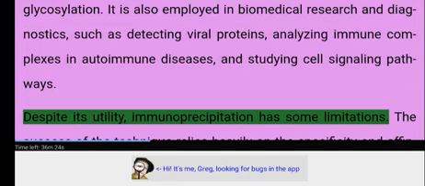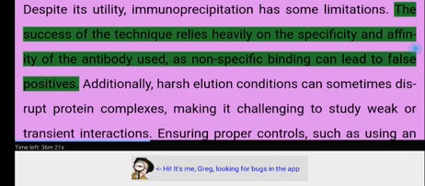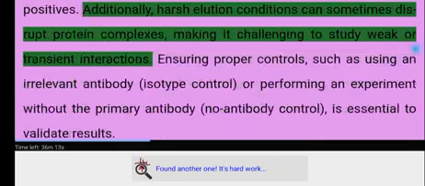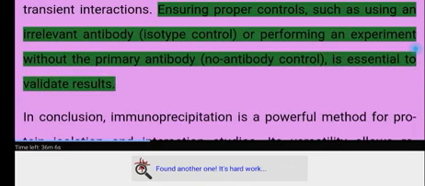Despite its utility, immunoprecipitation has some limitations. The success of the technique relies heavily on the specificity and affinity of the antibody used, as non-specific binding can lead to false positives. Additionally, harsh elution conditions can sometimes disrupt protein complexes, making it challenging to study weak or transient interactions. Ensuring proper controls, such as using an irrelevant antibody isotype control or performing an experiment without the primary antibody, a no antibody control, is essential to validate results.